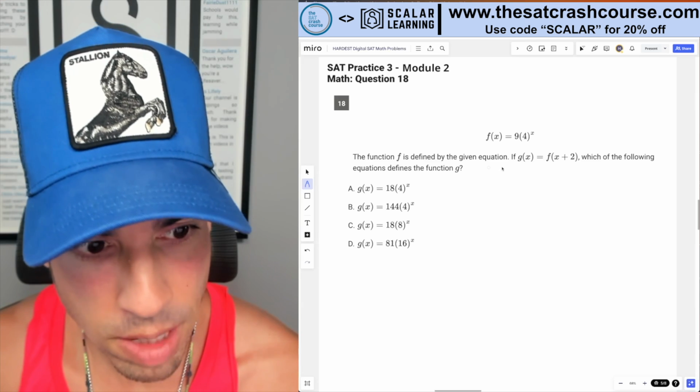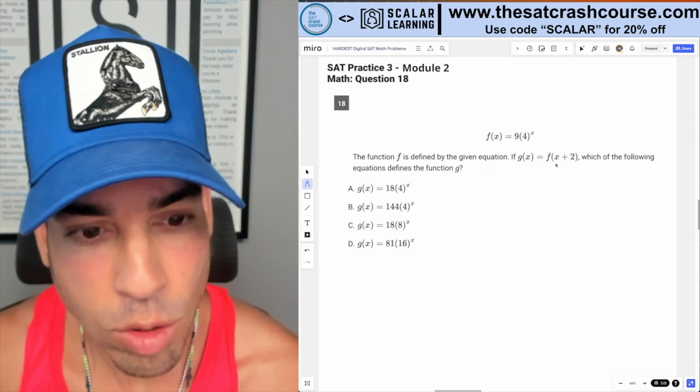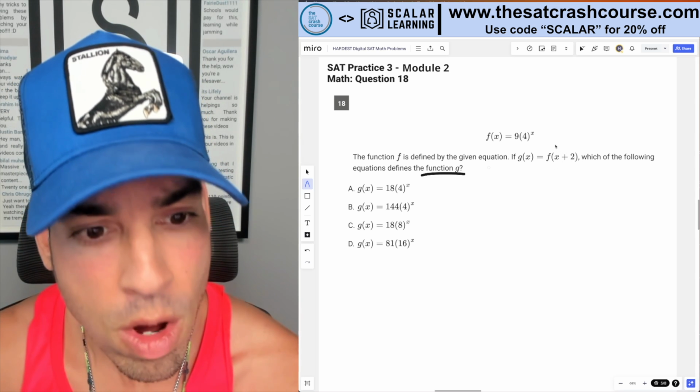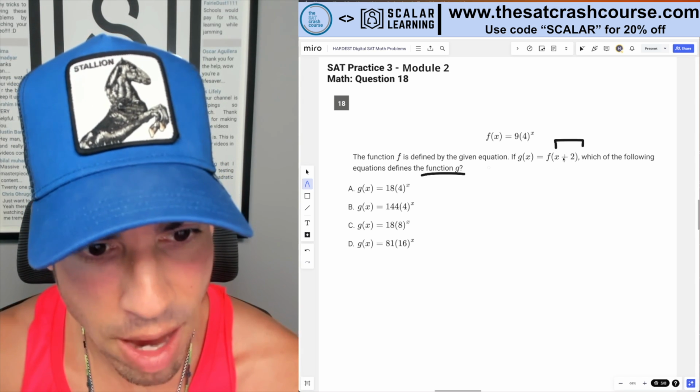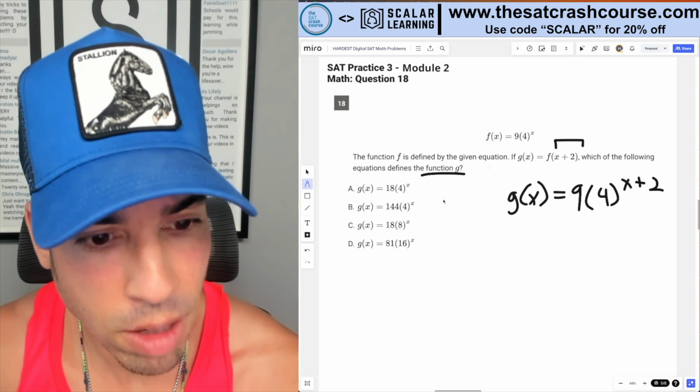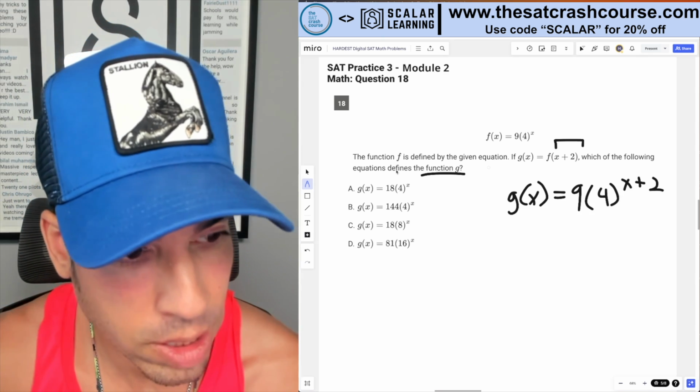The function f is defined by the given equation. If g of x equals f of x plus 2, which of the following defines function g? So what they're doing is they're replacing x with x plus 2 for g of x. So let's do that now. So there's g of x, but unfortunately we don't see this option in any of these choices.